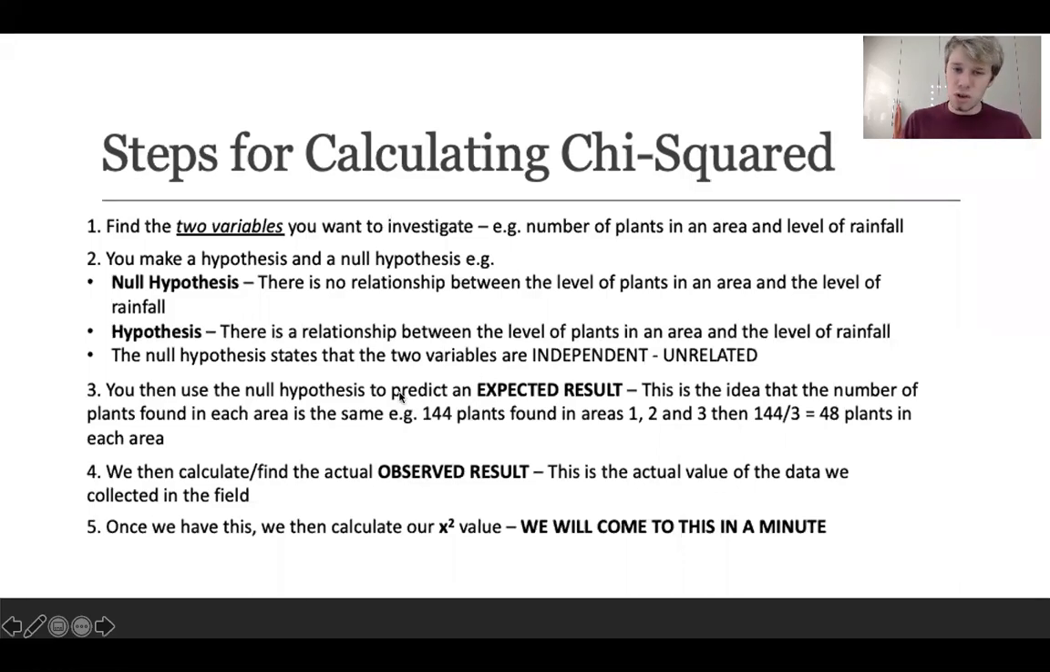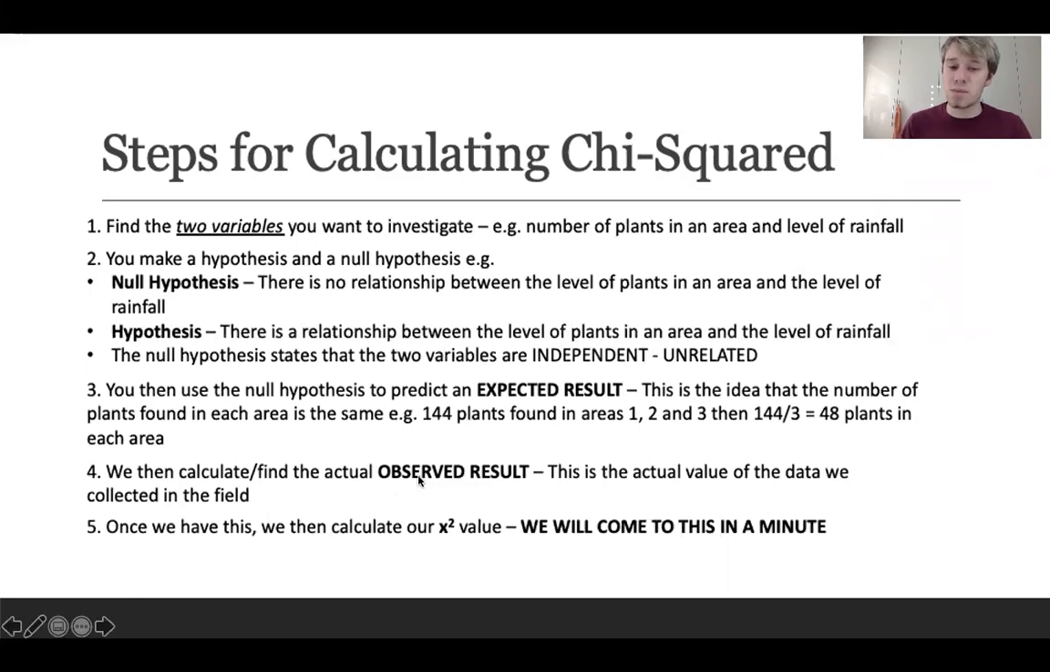And then you must use your null hypothesis to get an expected result. Now, the expected result is what you'd expect there to be based on your null. So to break that down, if you think there is no relationship, you'd expect everything to be equal. So if you picked a region and there is 144 plants in areas 1, 2, and 3 in total, so the whole area has 144 plants, and you've picked 3 areas, you'd expect 48 plants to be in each area. That is your expected result because the null shows that there is no relationship.